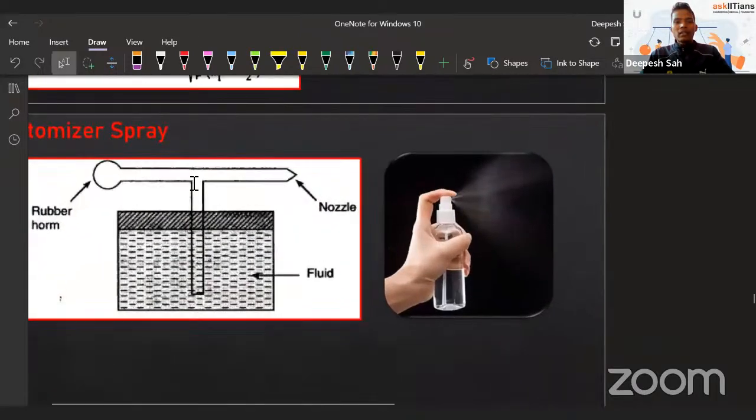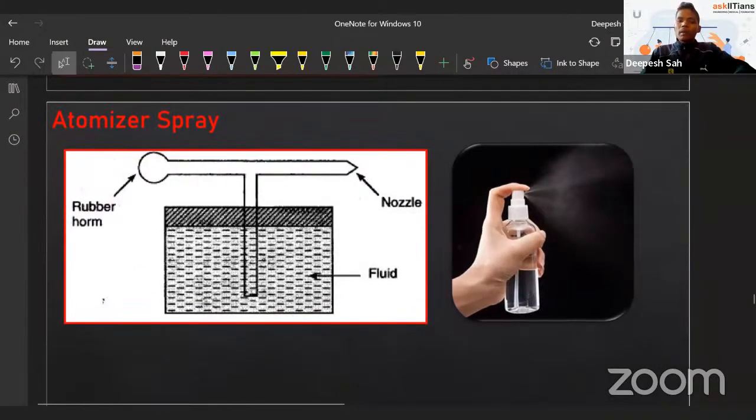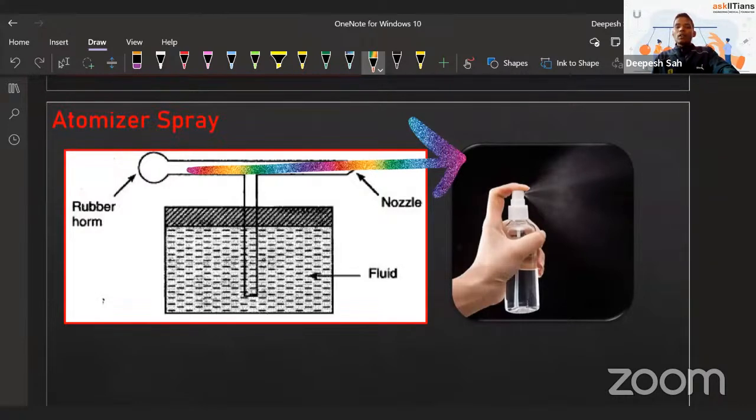Let's imagine a situation for an atomizer or a spray, whatever you can call it. How it simply works: there is a pipe connected to the liquid. You press it, and what happens? You are throwing out all the air. So when you are throwing out all the air, something needs to fill this gap. And if something needs to fill this gap, air cannot come inside because the air is already going outside. So air cannot come inside. So who will fill this particular gap? Who's going to fill it?